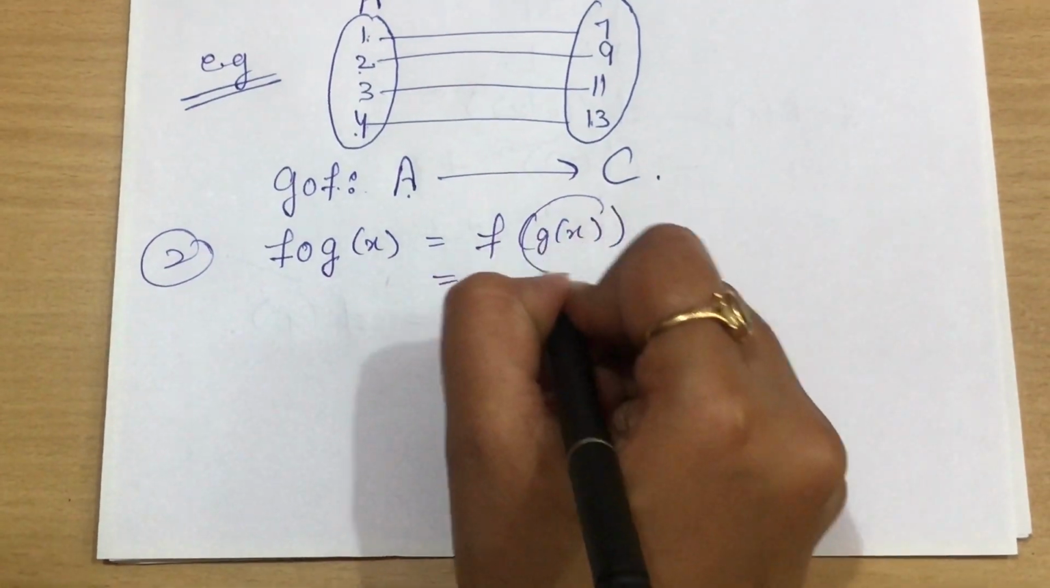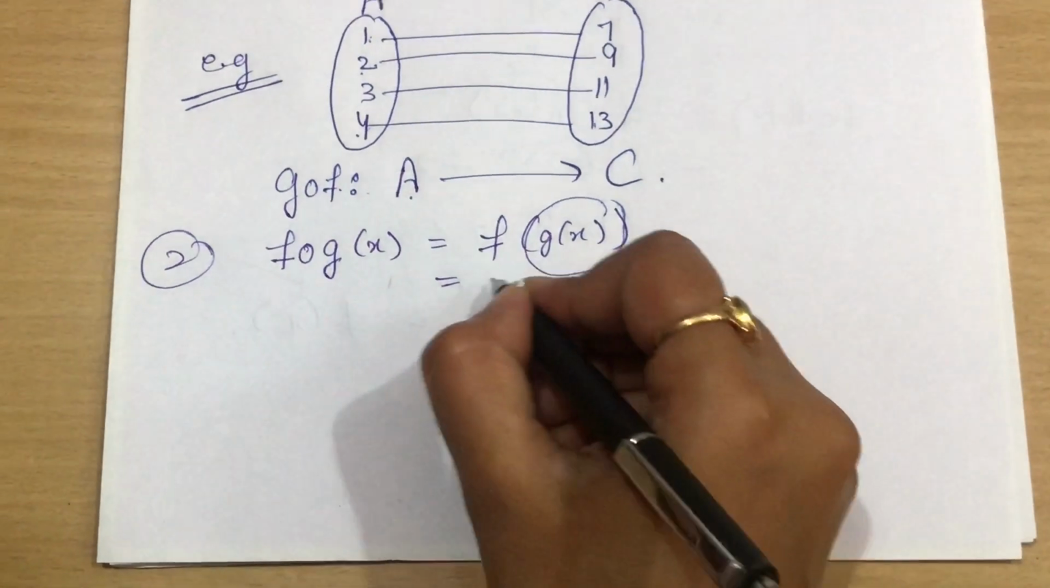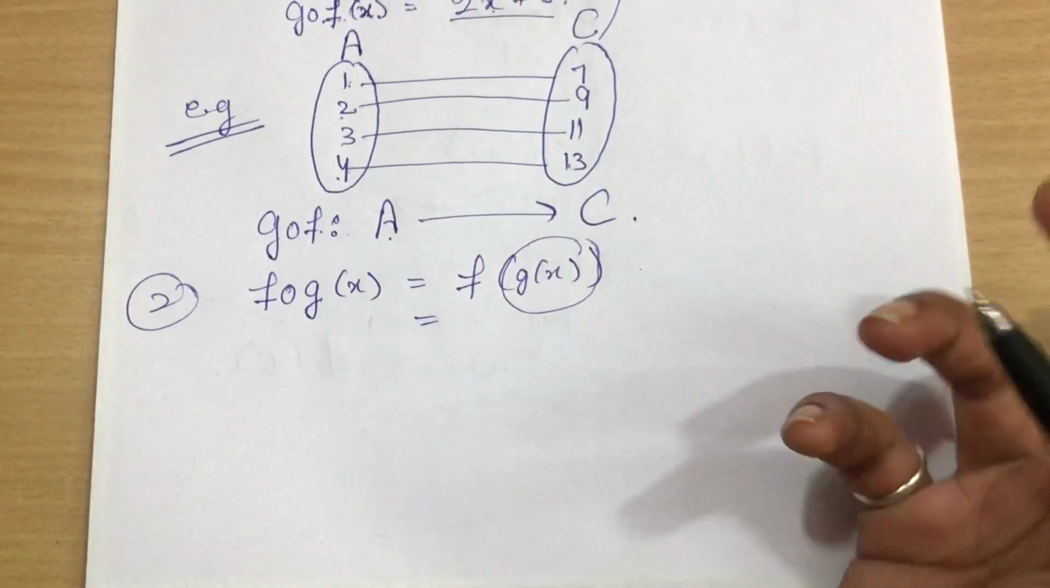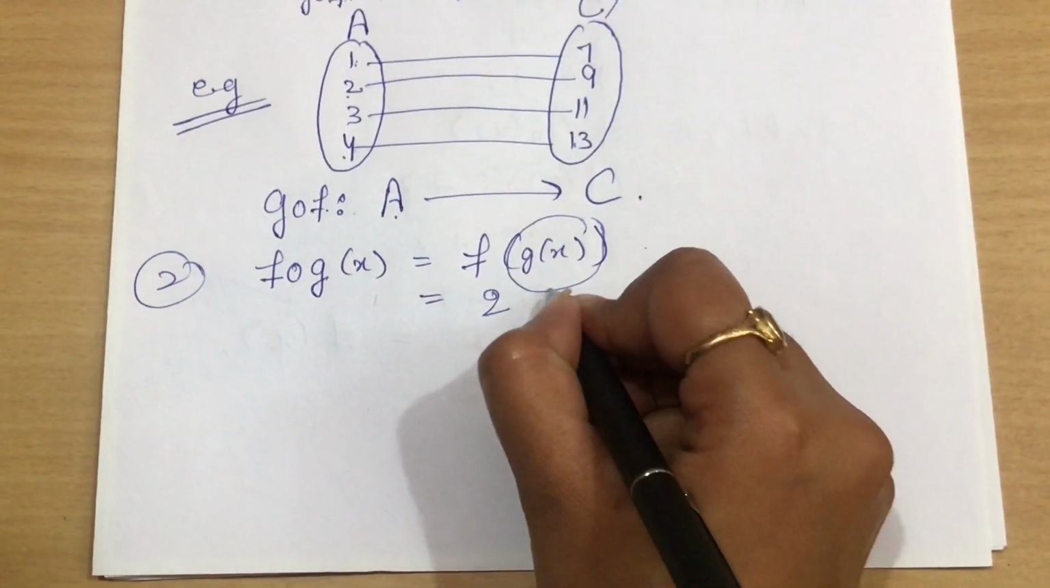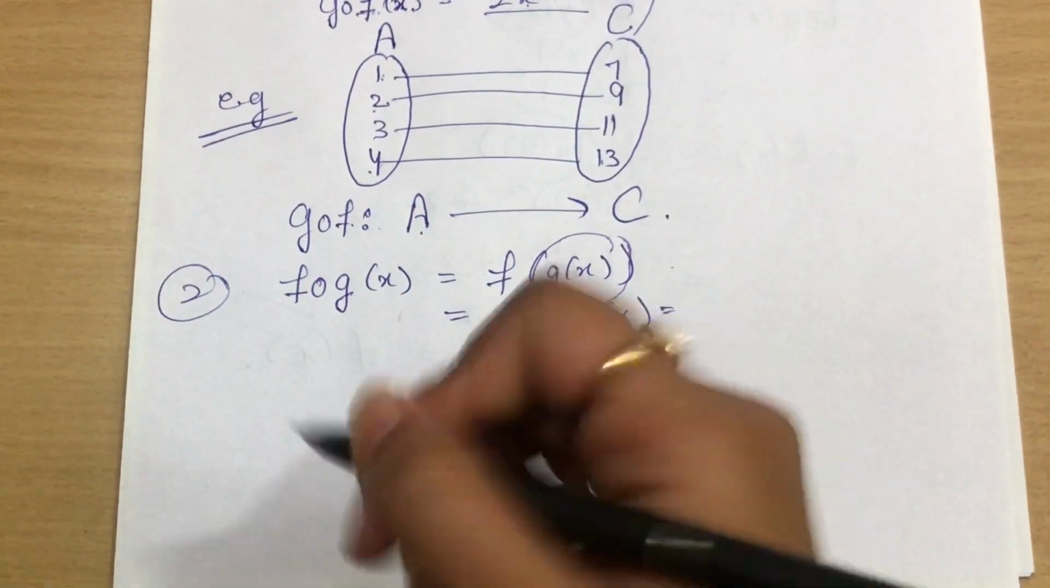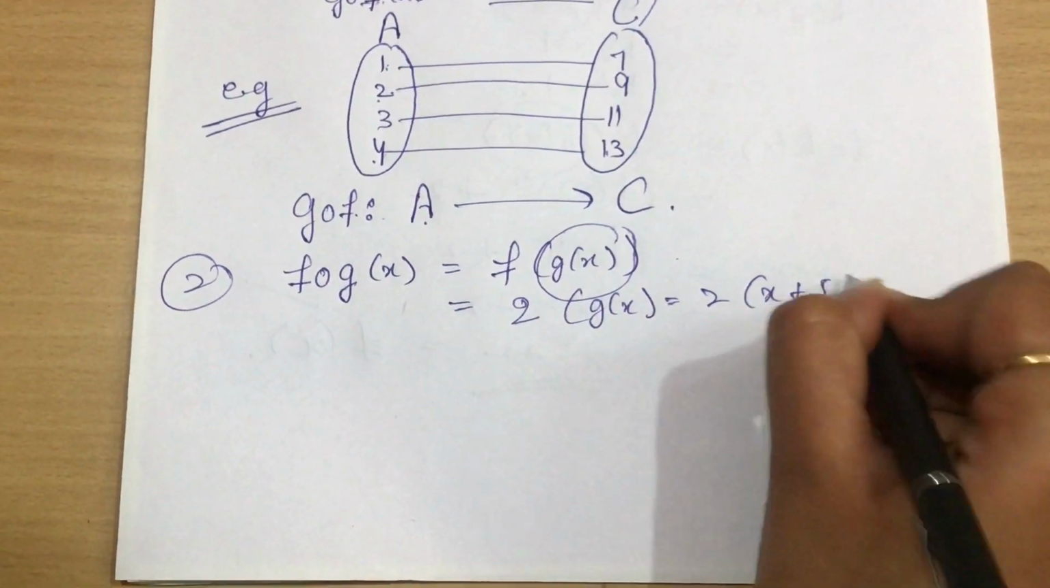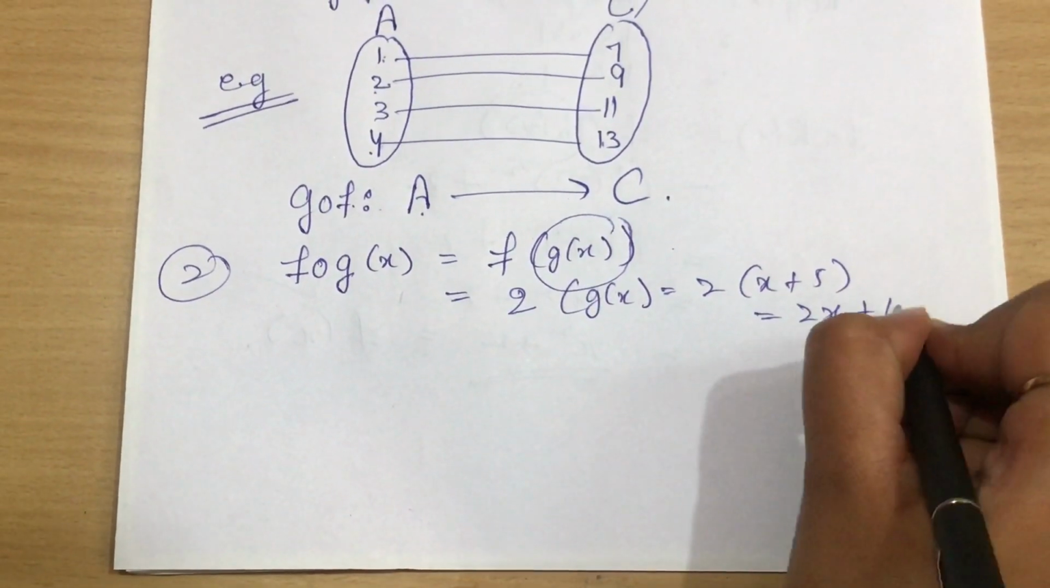Again, this g of x you have to consider as your x. You will get f of x, and f of x is what? 2 of x. So you will write 2g of x, and g of x is what? 2x plus 5. So what did you get? You got 2x plus 10.